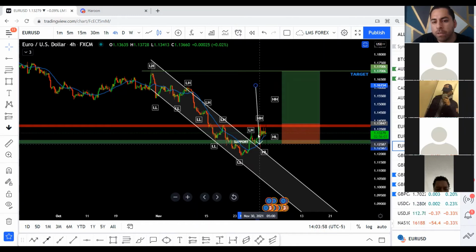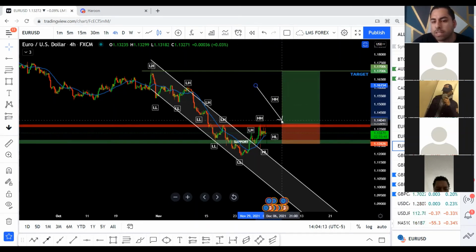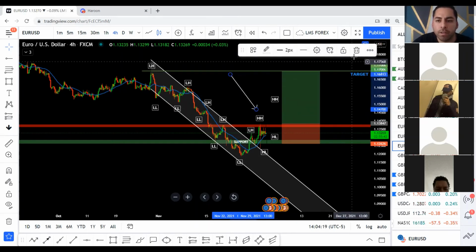So I have to wait for the new structure to form, and a structure is formed when you have a higher high, a higher low, higher high, higher low, higher high. So you have to have this move. Once you have a 1, 2, 3 move, and you wait for that pullback, that's the safest way to enter a position with a high probable opportunity for you to enter the trade.